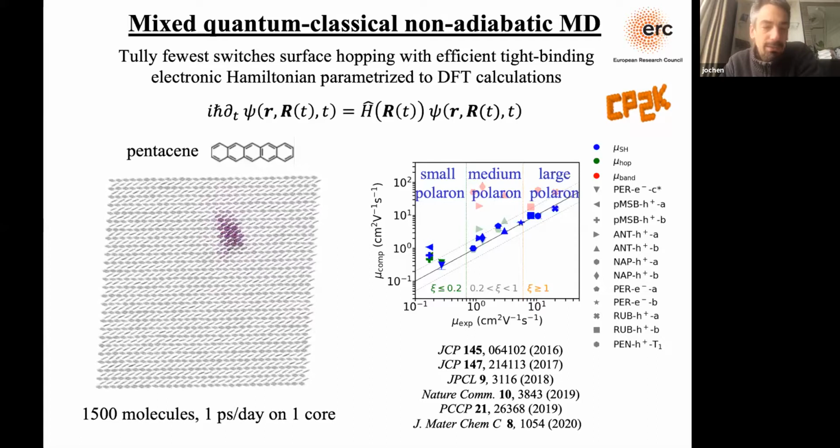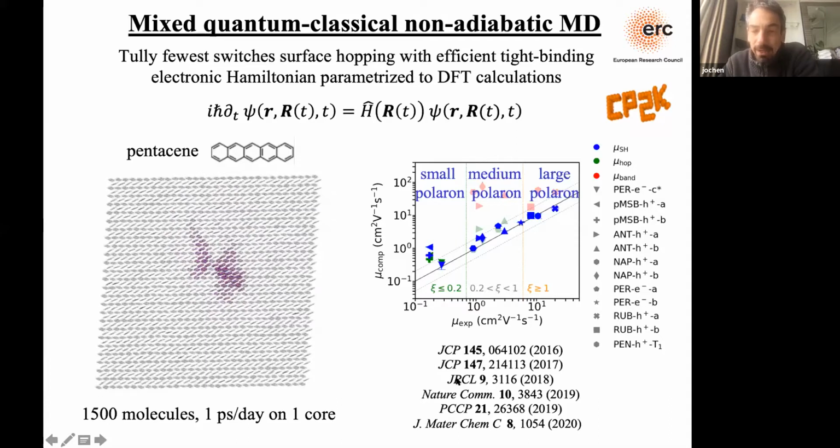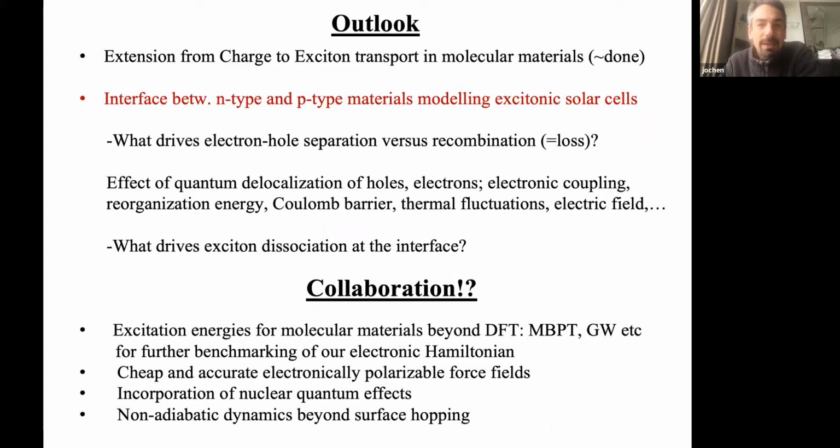We can do calculations on more than 1,000 molecules, and we can calculate diffusion coefficients and charge mobilities. To the right, I plot the computed mobility against the experimental mobility for a large number of these materials, and the agreement is usually pretty good. That made us very happy. We also published on the order of 2 papers a year on this methodology. The outlook here is that we would like to extend this and go from charge carrier transport to exciton transport in molecular materials.